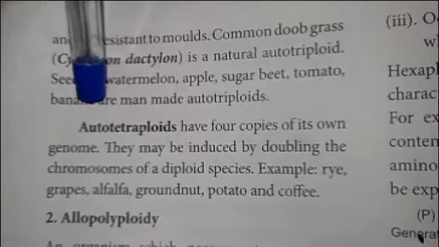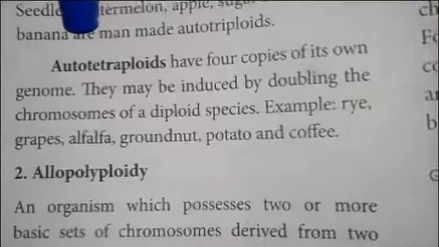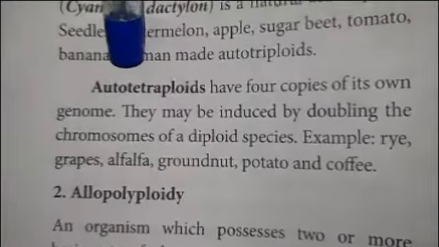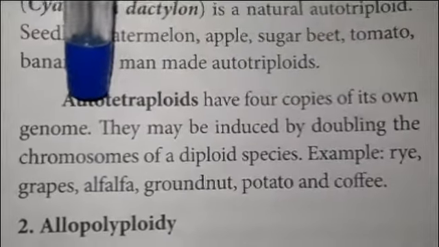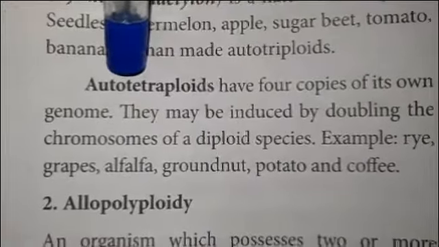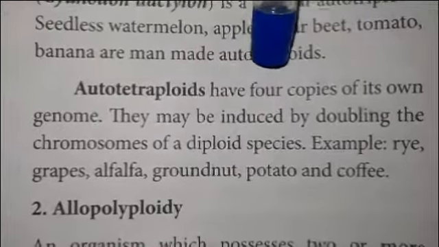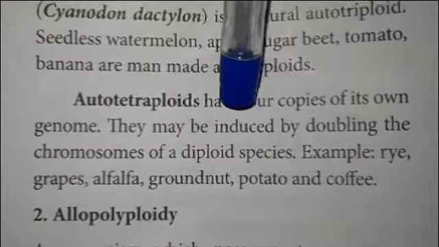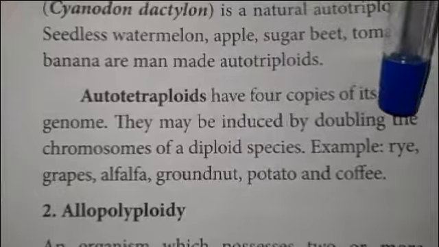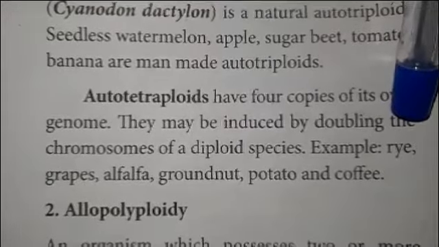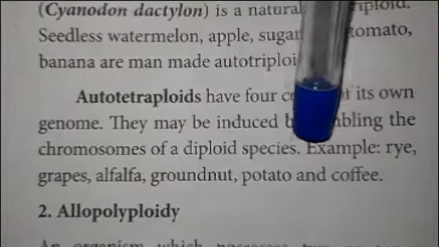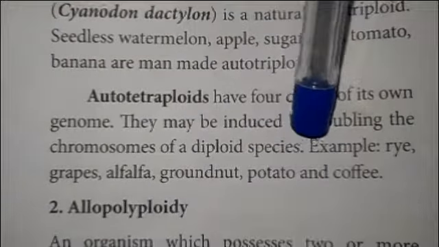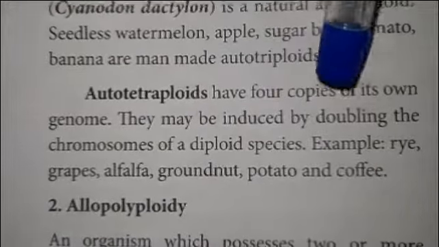The next is autotetraploid. Autotetraploids are individuals which have 4 copies of their own genome. The genomes are in 4 copies. They may be induced by doubling the chromosomes of diploid species. Examples: rye, which in Tamil is called kambu, grapes, alfalfa, groundnut, potato and coffee are some examples of the autotetraploid.